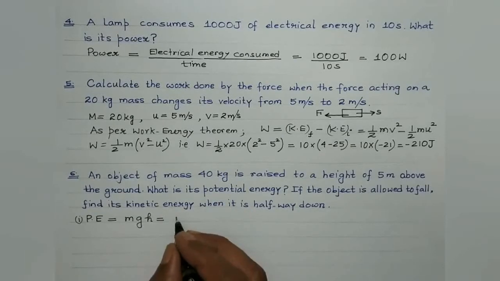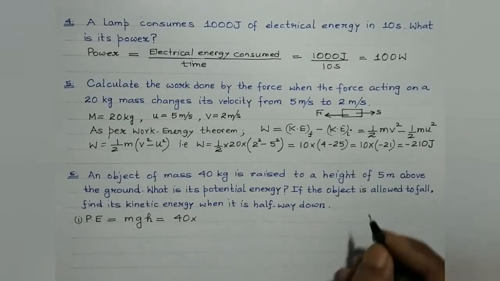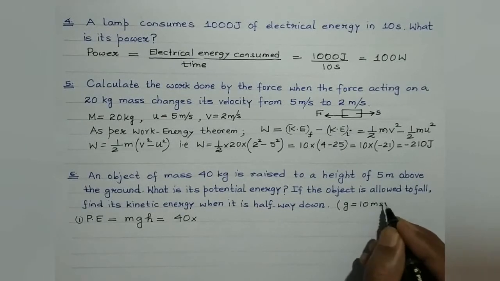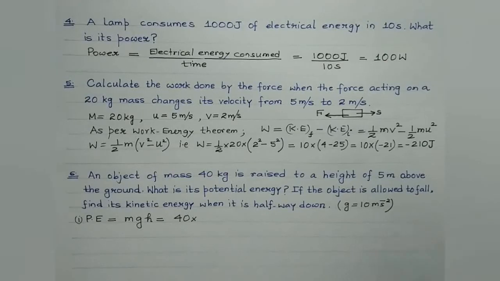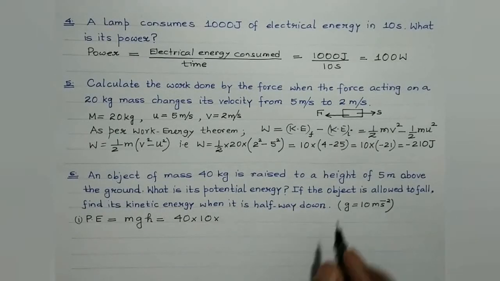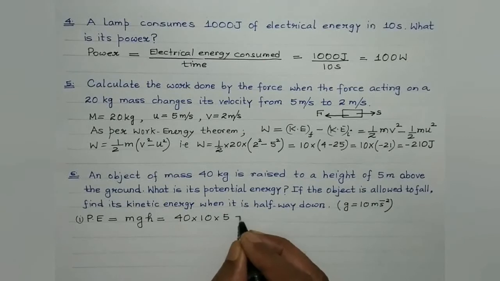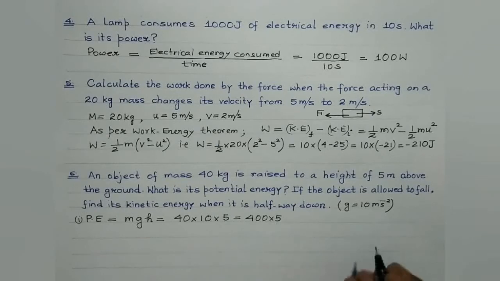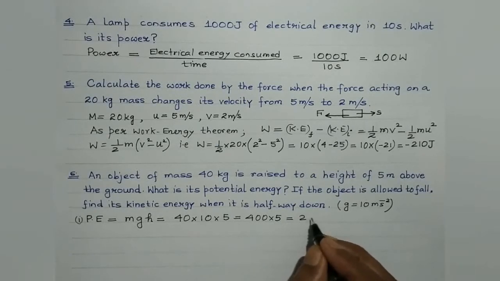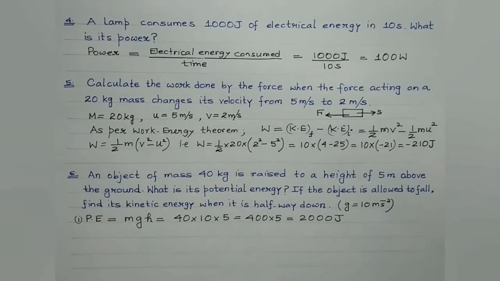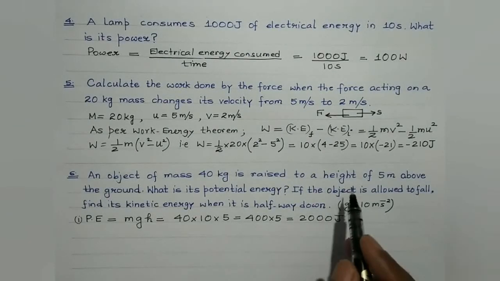The mass of the body is given to be 40 kg. g is taken as 10 meters per second squared; g is the acceleration due to gravity. In the question, it's given to take g as 10 meters per second squared. So g is 10 and the height through which the body is raised is 5. So it will be equal to 400 multiplied by 5, and that is equal to 2000 joule.